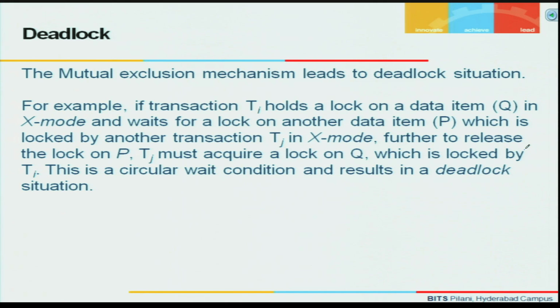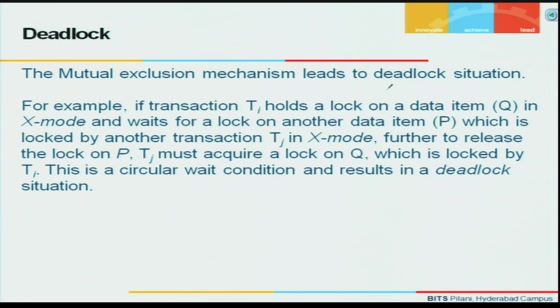Now, when you have this kind of mutual exclusion, that means one transaction locks a data item and another transaction wants the data item for manipulation, then the other transaction has to wait. It is a mutual exclusion mechanism, so only one transaction can access the data item. And under this situation, it may lead to a deadlock condition. The mutual exclusion mechanism leads to a deadlock situation.